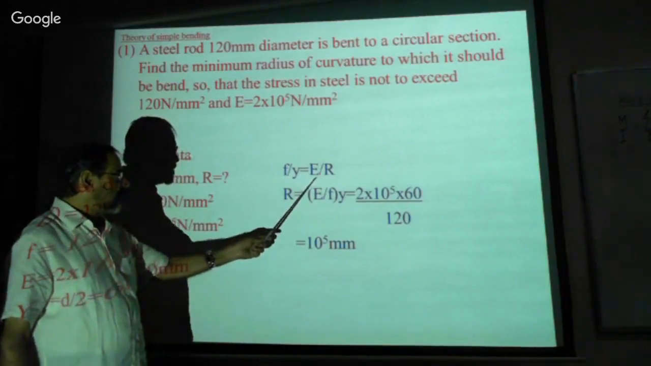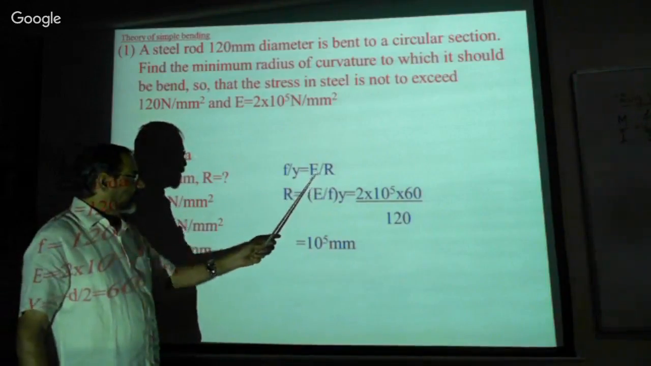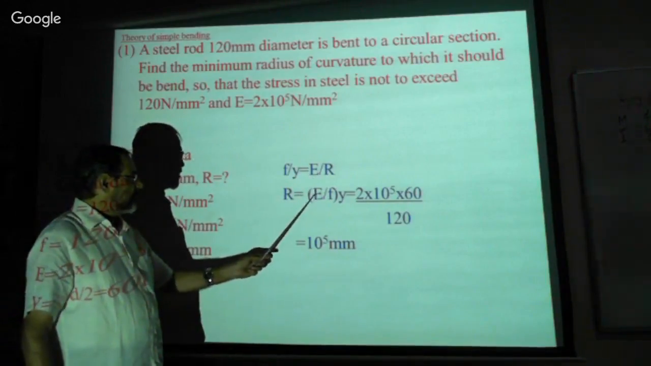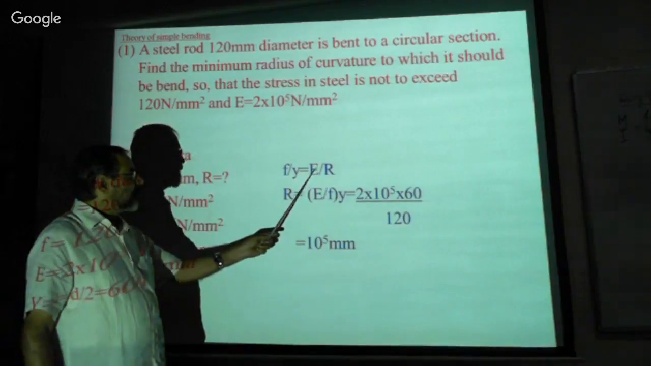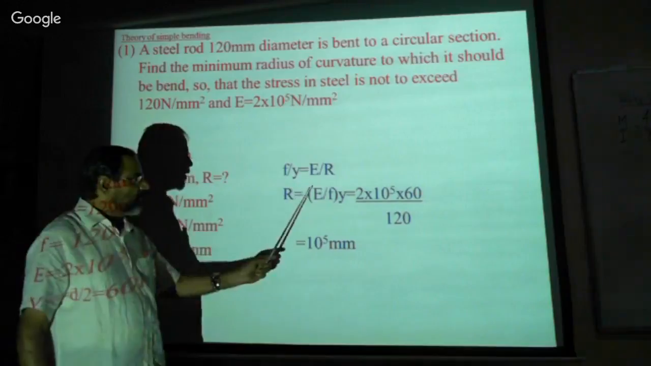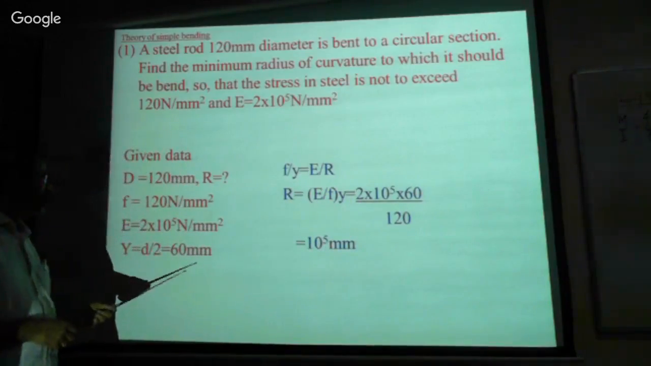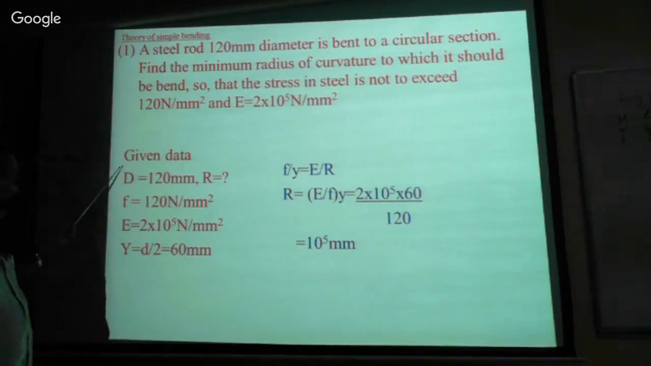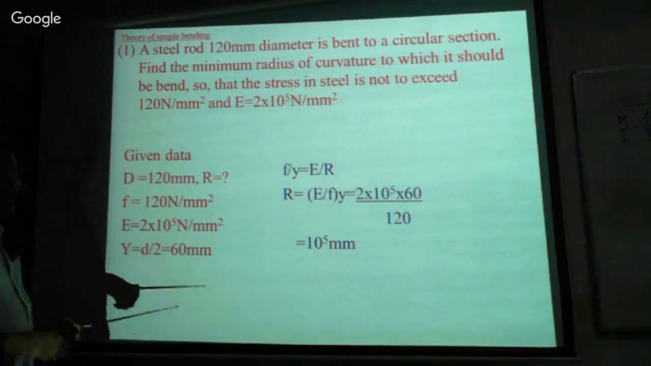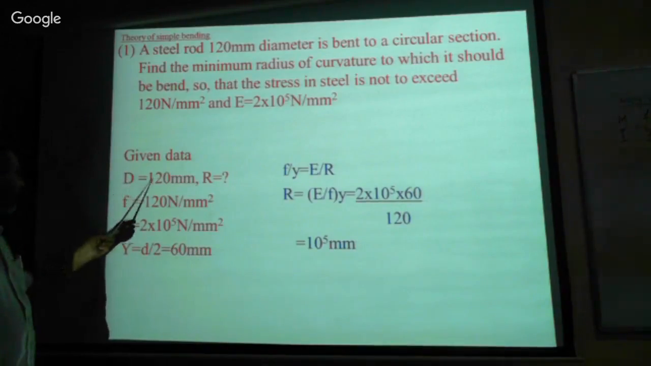Now just send this E to this side, and R is equal to E by, that is, you just send this side and substitute the values, we will get 10 to the power of 5. Now the data are given here. You just substitute and we can calculate, d is given, the diameter is given.